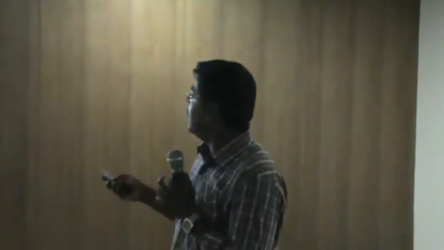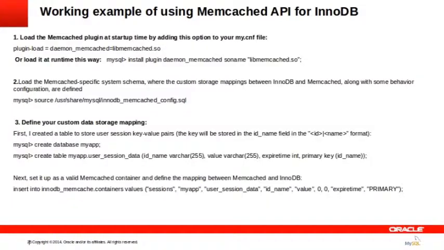Like you have to define the key and value pair set first. So you can write it in a SQL file. So here I have mentioned that this is the source. Either you have to create it first, then you can source it, or you can define it here also. You just simply define an ID and name in this format. Okay. So you would create a database, create a table inside that, and create a mapping between your memcached database and the actual InnoDB database, the actual InnoDB engine.